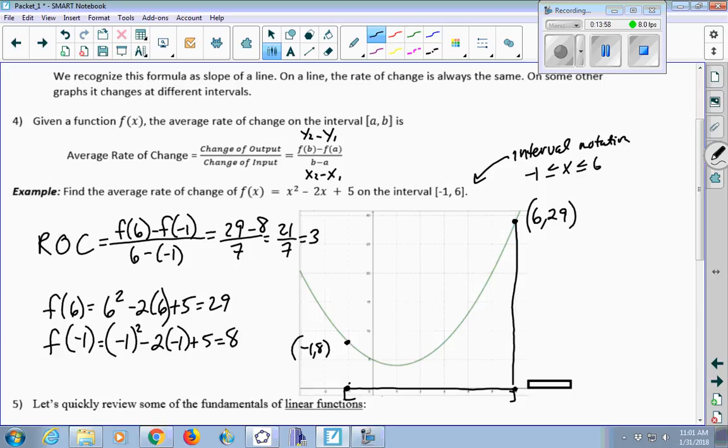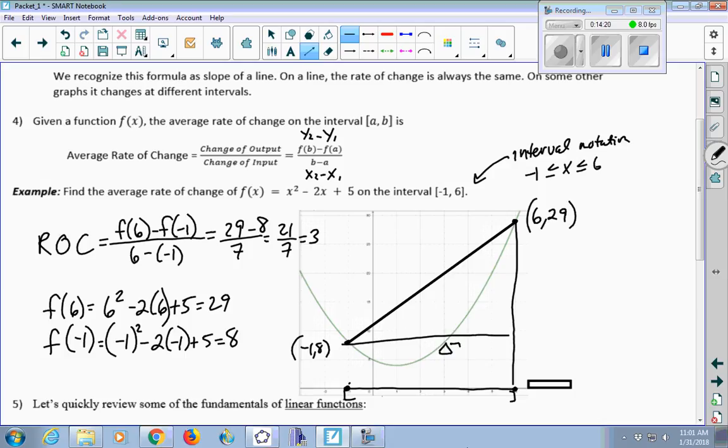Now what does that mean? That means that if you connected those 2 points right here with a line, what does the 3 represent in terms of that line? Slope. Okay, it's the slope. Because from -1 over to 6 would be a change in your x of 7, and from 8 to 29 would be a change in your y of 21. So 21 divided by 7 is the slope of this line. Okay, that's the average rate of change.